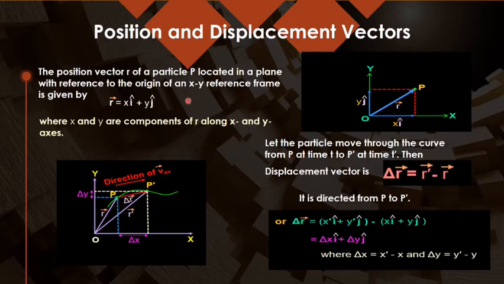So I can write it in the component form, the rectangular components x and y. I can write the r vector, your position vector, as x i cap plus y j cap.